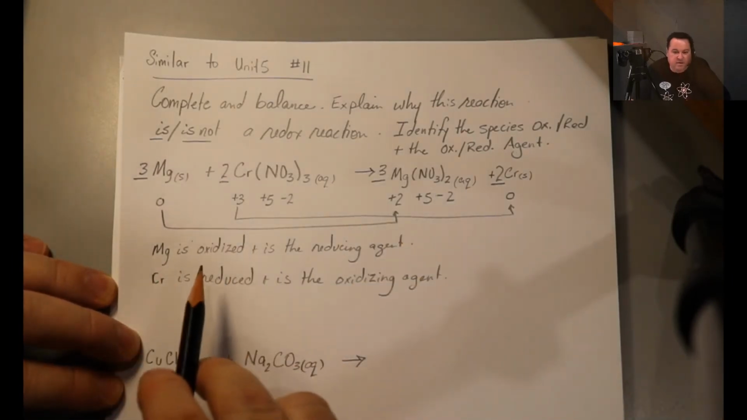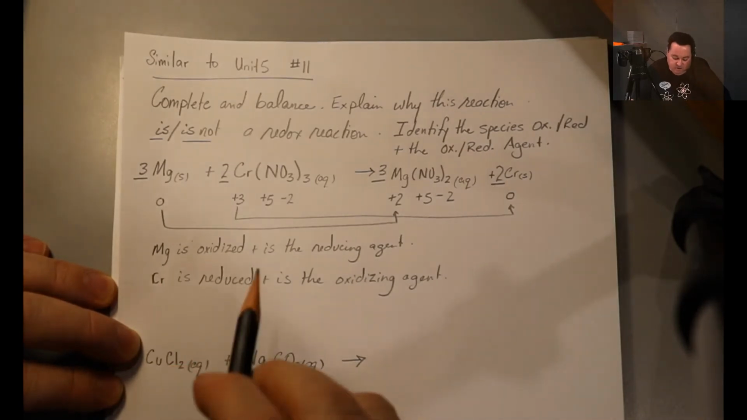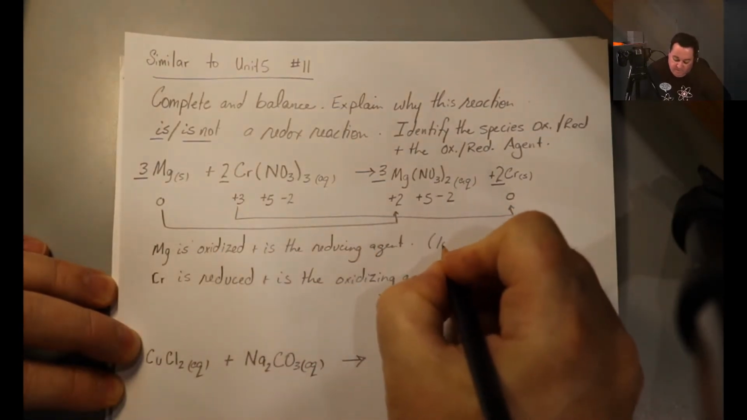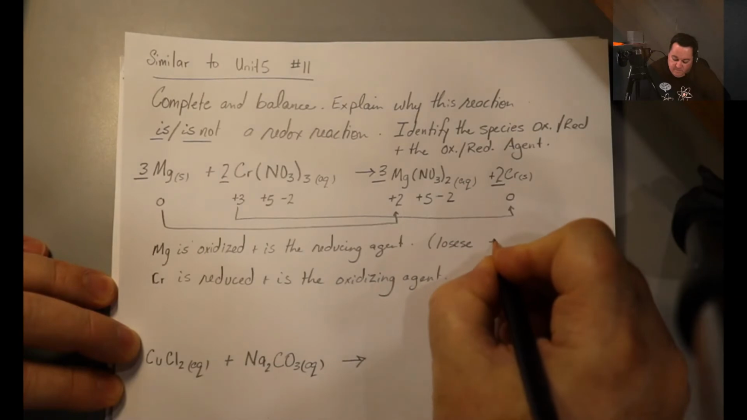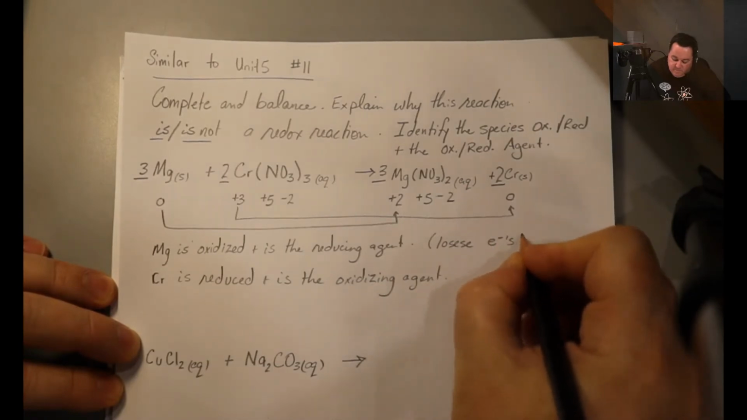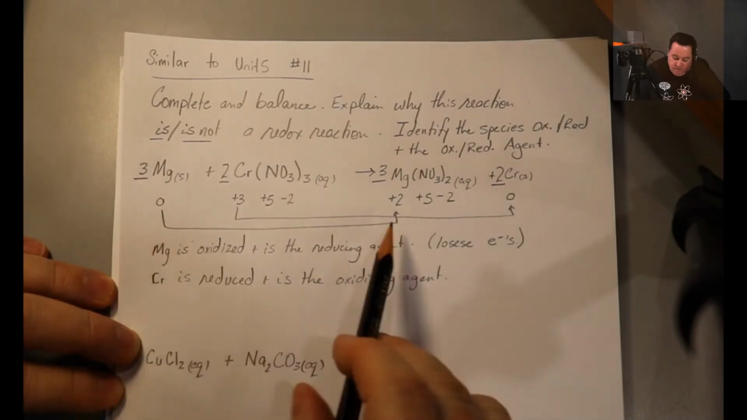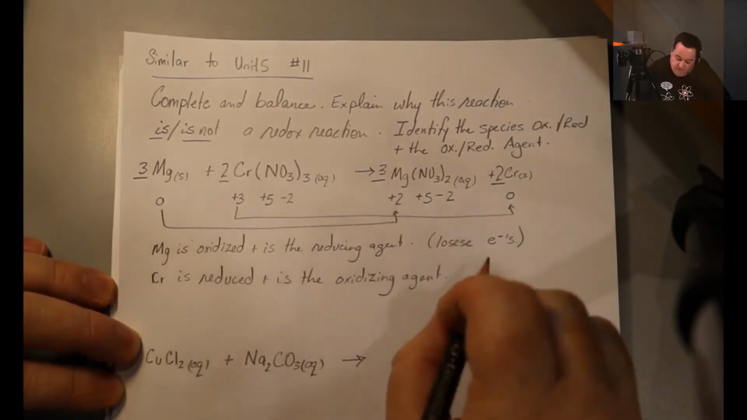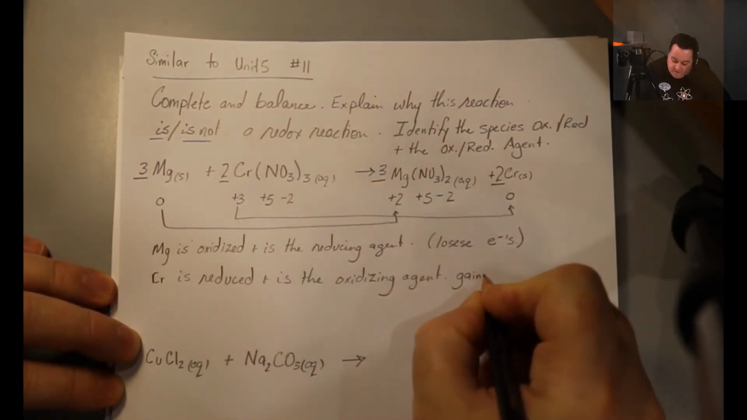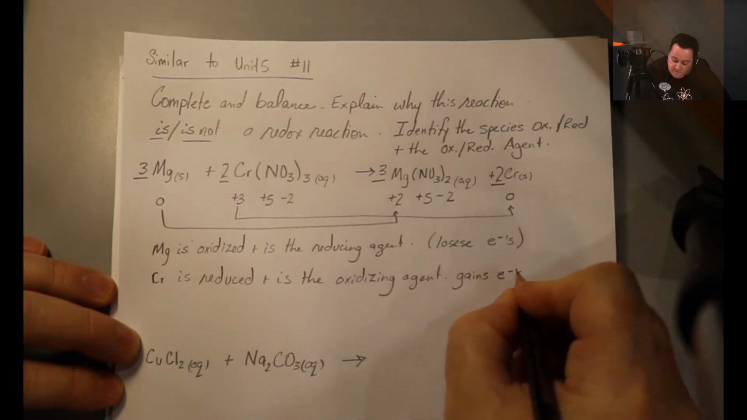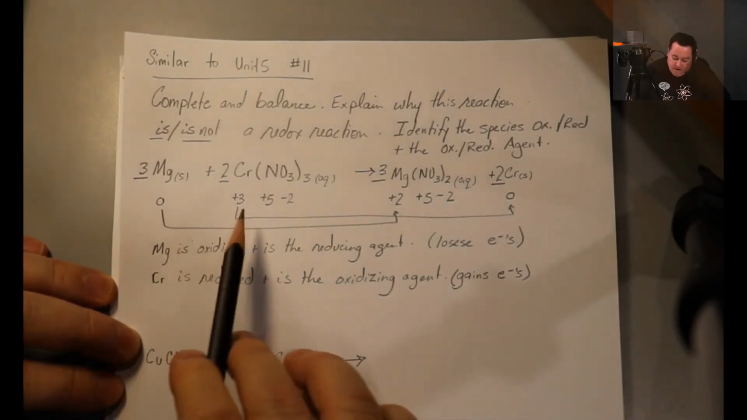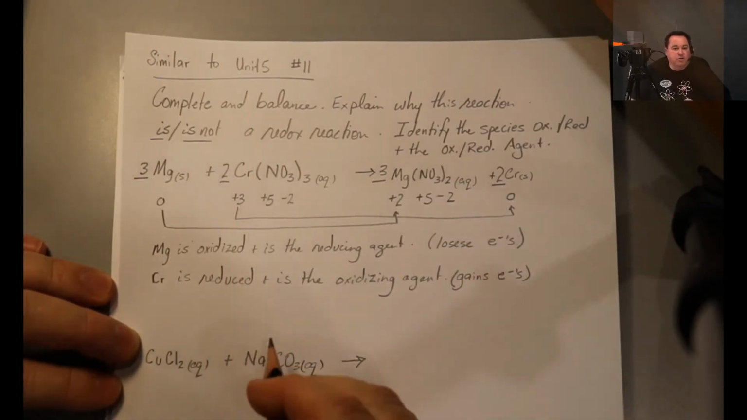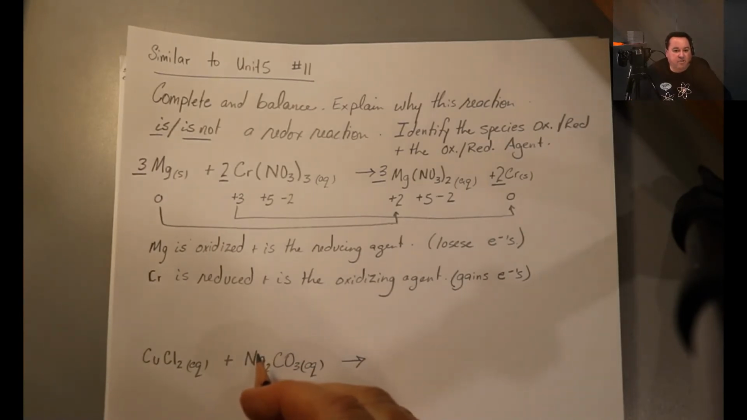because of OIL RIG, oxidation is loss. The one that is oxidized loses electrons, or has its oxidation number increase. The chromium reduction is gain, so this one gains electrons, or has its oxidation number decrease. So that's 8 possible questions based on that one reaction.